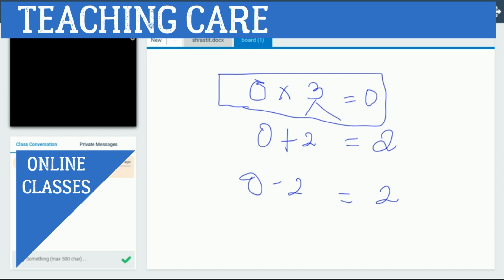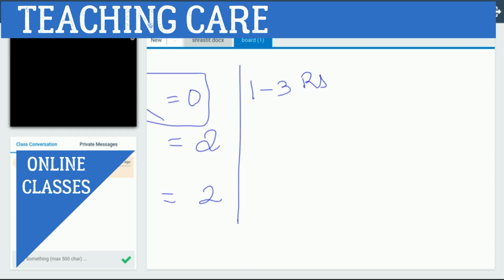Got it? For example, suppose you have 3 tickets with you. One ticket is costing some 3 rupees or something. What will be 0 tickets, Srashti? Totally everything will become 0, right? So that's what I'm saying, that when you multiply any number with 0, the answer will be 0. If you add or subtract any number with that 0, you will get the same number.